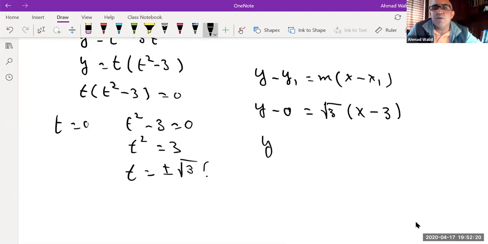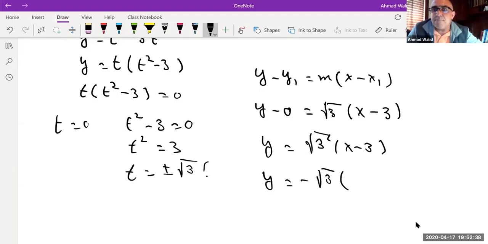Now I can say from here, y equals radical 3 times (x minus 3), the equation of the tangent line. Also, I have negative radical 3, then my next equation will be y equals negative radical 3 times (x minus 3), the second equation for the tangent line. Later in the graph, you will see that you have two tangent lines, one of them is this, one of them is this.